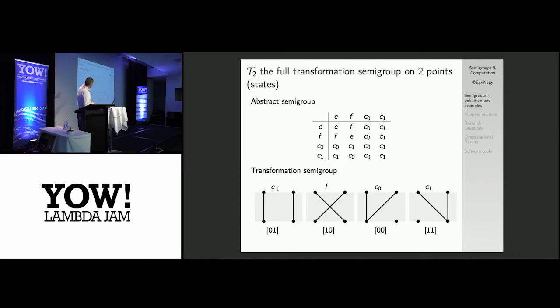to further hammer this idea, you have the abstract description, which is just a full table of composition, or you can have some concrete representation. Okay, this is a particular example, a transformation semigroup.